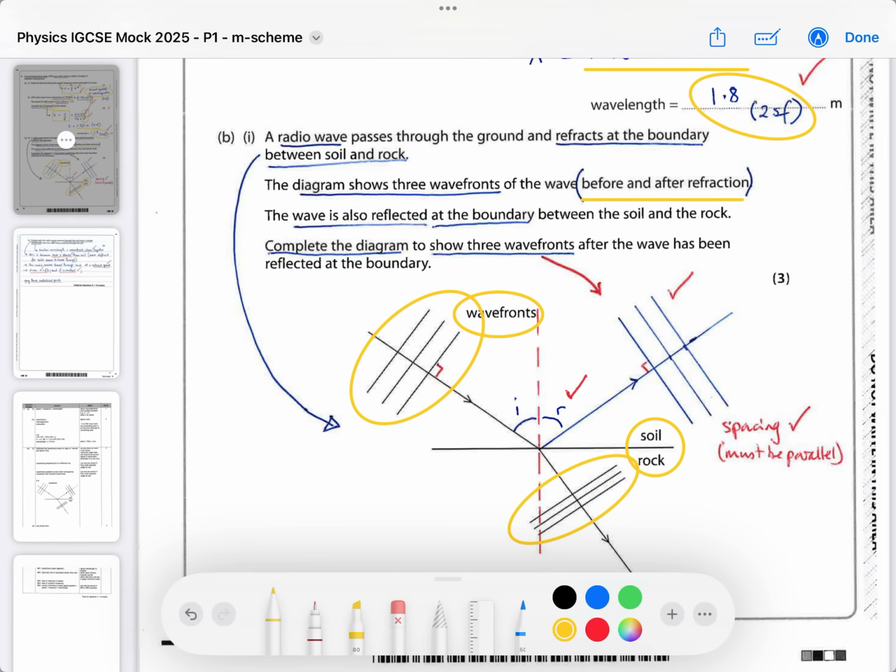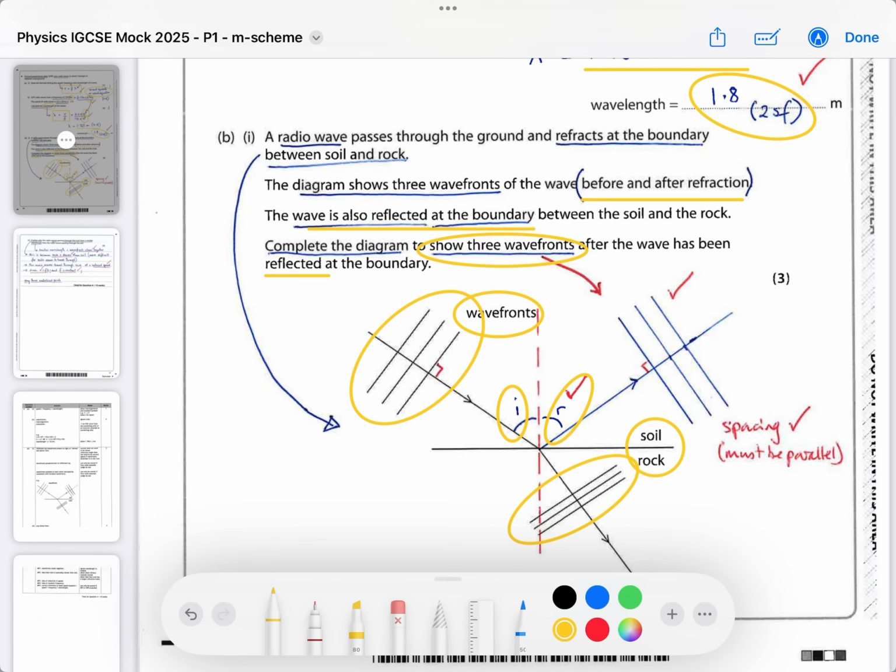The wave is also reflected partially at the boundary. There will always be some reflection at a boundary, and it's obviously between soil and rock. So they want you to complete the diagram to show 3 wavefronts, as I've drawn, after the wave has been reflected. Reflected means bouncing back. You know that the angle of reflection should be equal to the angle of incidence, roughly speaking, in your diagram. By eye, it should be drawn at roughly the same angle. However, they're not being very fussy in this mark scheme.